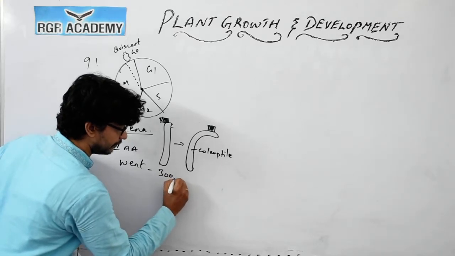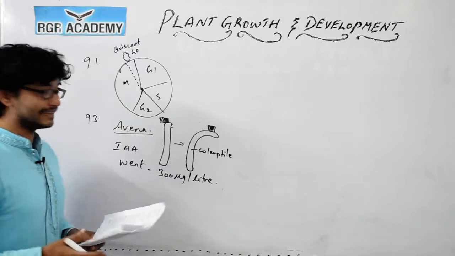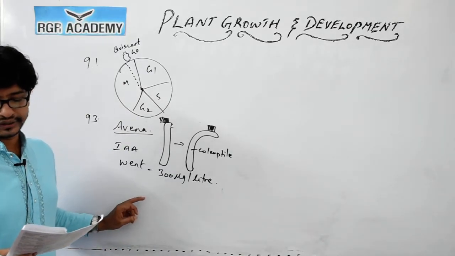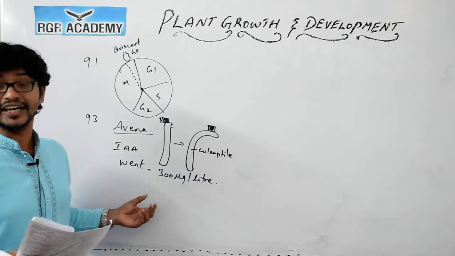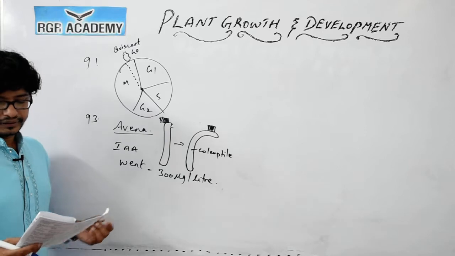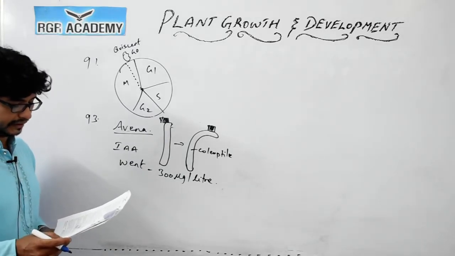So quantitatively, like 300 microgram per liter, this Avena curvature test can be measured. It is a universal natural auxin and Avena curvature test, which acts accurately. This is a very accurate bioassay for the plant hormone. So for this question 93, option 1 is the correct answer.